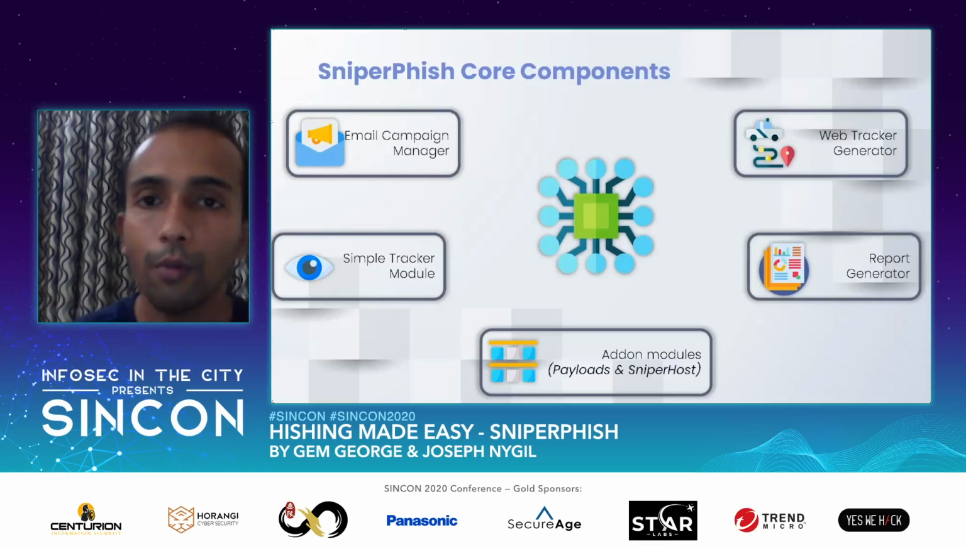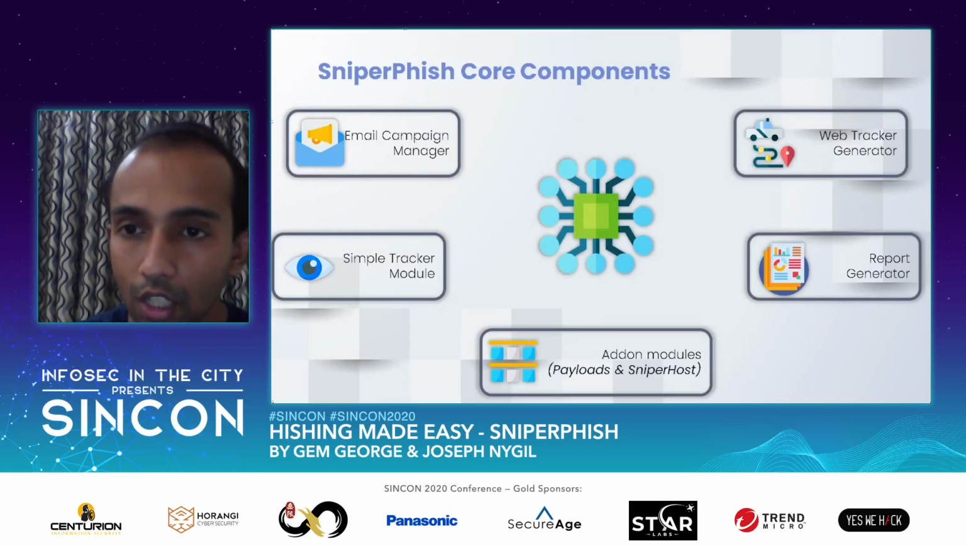Okay, now we are going to talk about the core components of SniperPhish. The first would be the email campaign manager. This is where all our campaigns would get listed. We also have options to configure user groups and email templates specific to the campaign. We can also configure our mail relay server, which could be used to relay emails from the phishing toolkit to the victim user.